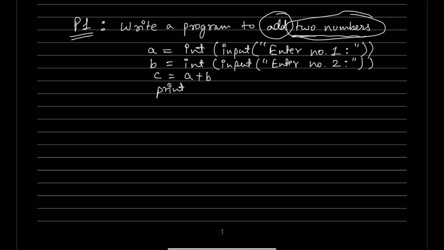I can write print. Inside the bracket, I can mention a sentence like "the sum is". You can also write "the sum of both the values is", or whatever you want to write. After that, I'll put in a comma, and I'll mention the variable which contains the sum of both the values, right? So I'll write c, and I'm done. So this is the whole program. In 4 lines we have compiled the whole program, and we are done with the first problem.